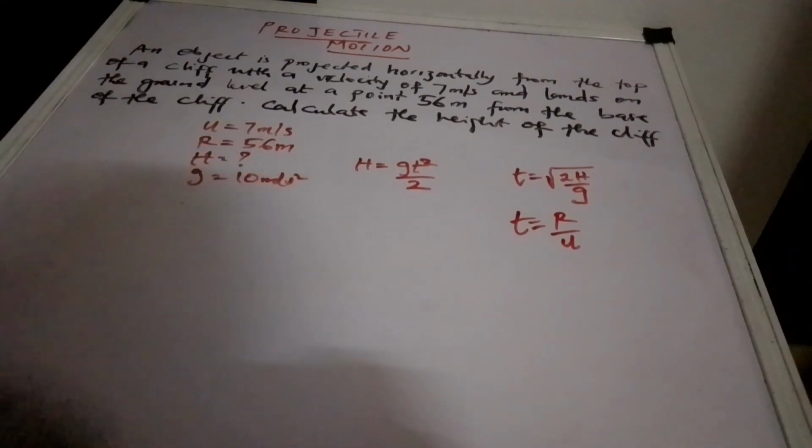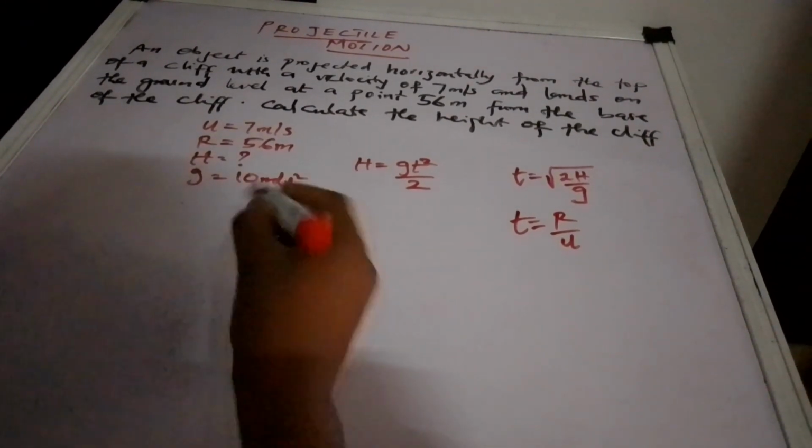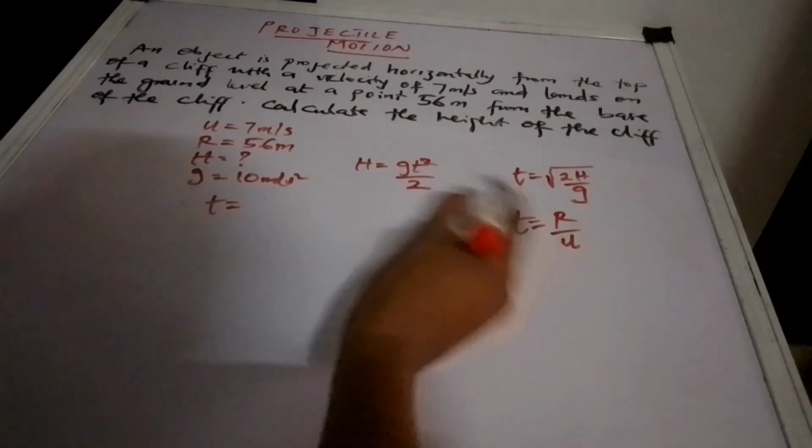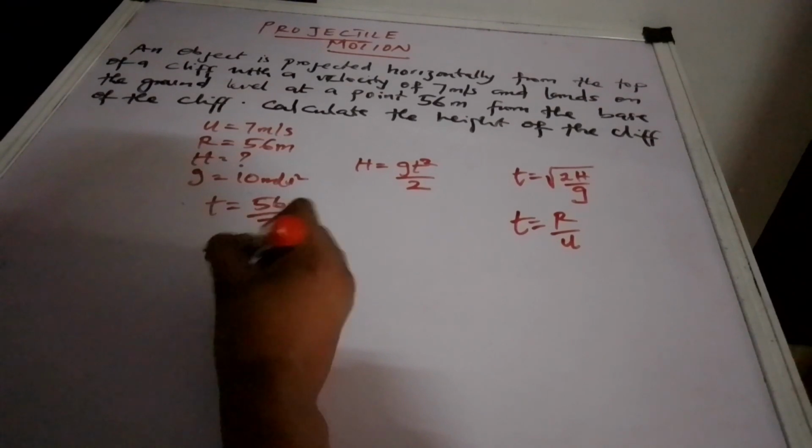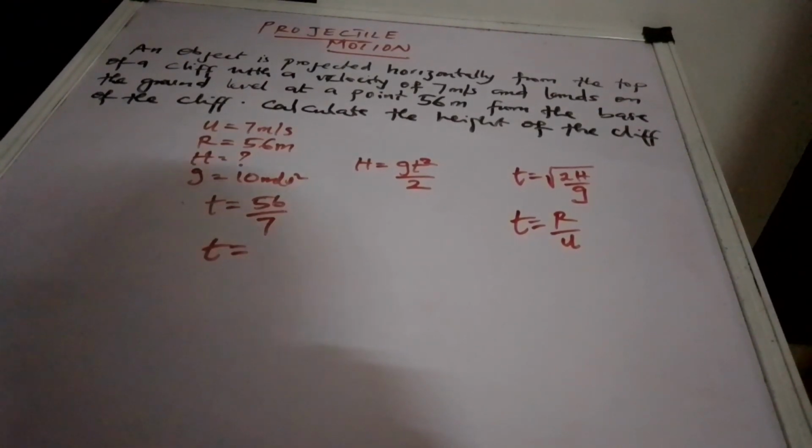So let's find our t from here now. So let's say then our t is going to be r over u. And what's our r? 56. And what's our u? 7. So our t is going to be 56 divided by 7.